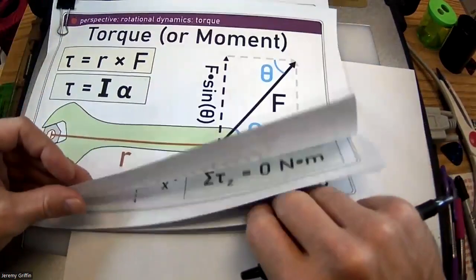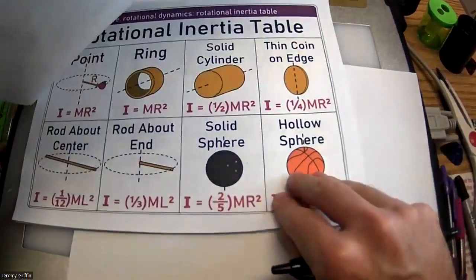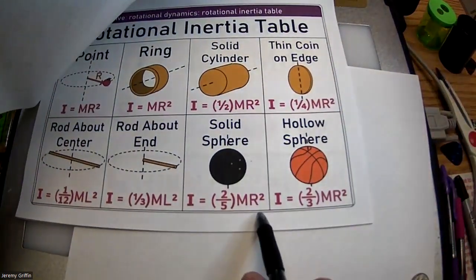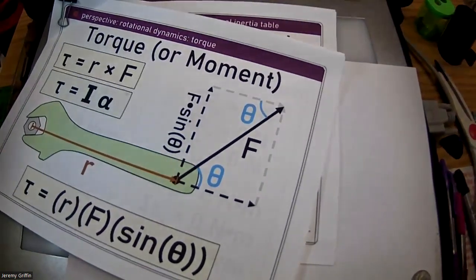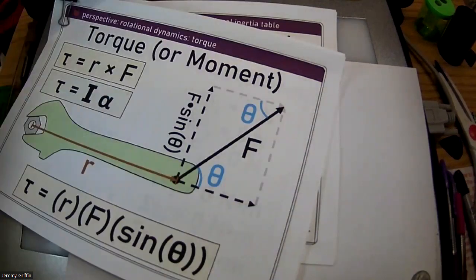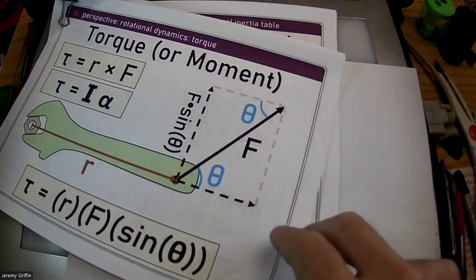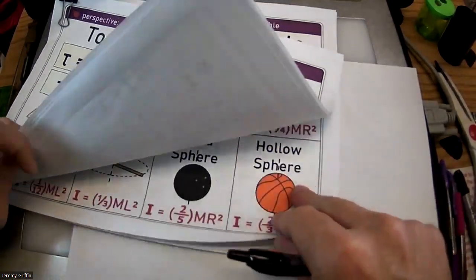There we go. Here's the rotational inertia table. Here's my 2/5 mr squared for the solid sphere. That's where the substitution came in, because it's a solid sphere bowling ball. Then you could go ahead and do some more algebra and solve for V, if you were given everything else, or if you're solving in terms of variables, one way or the other.